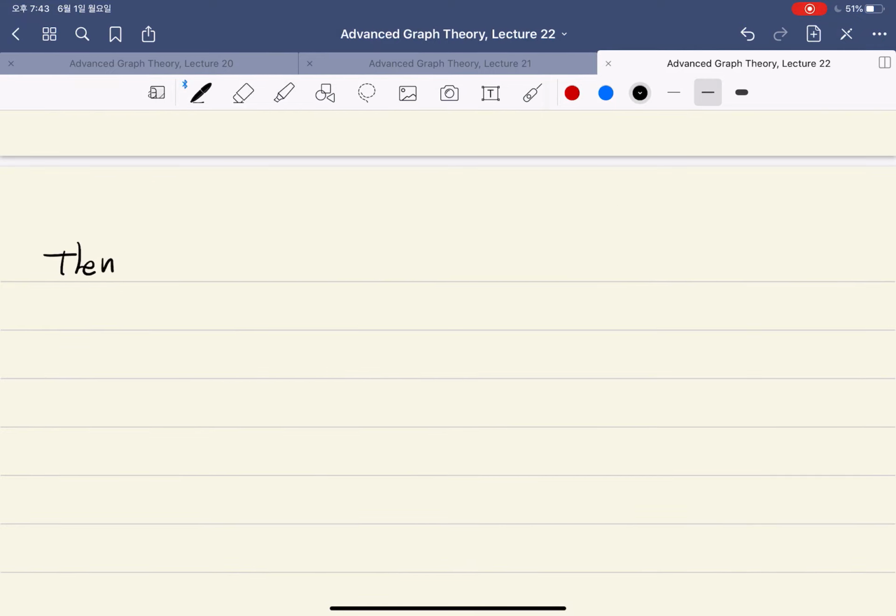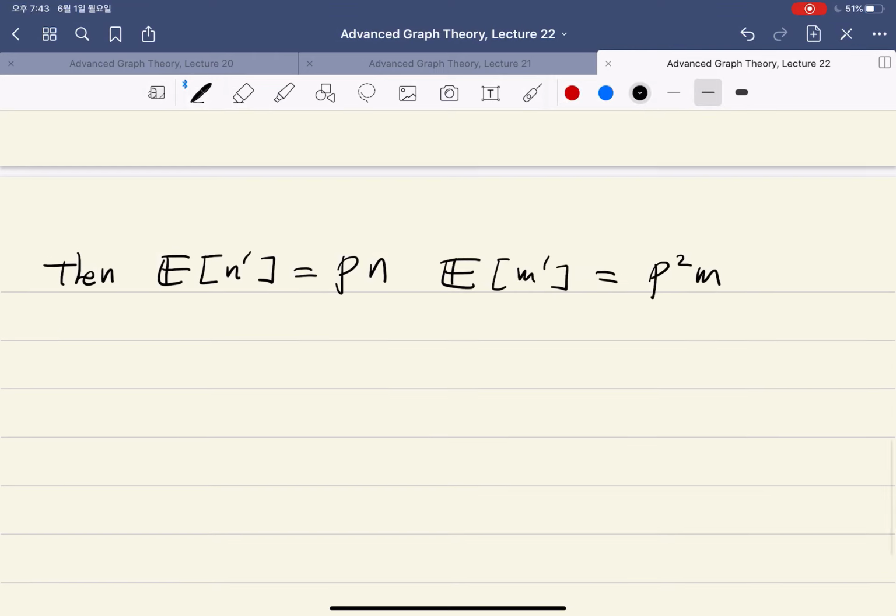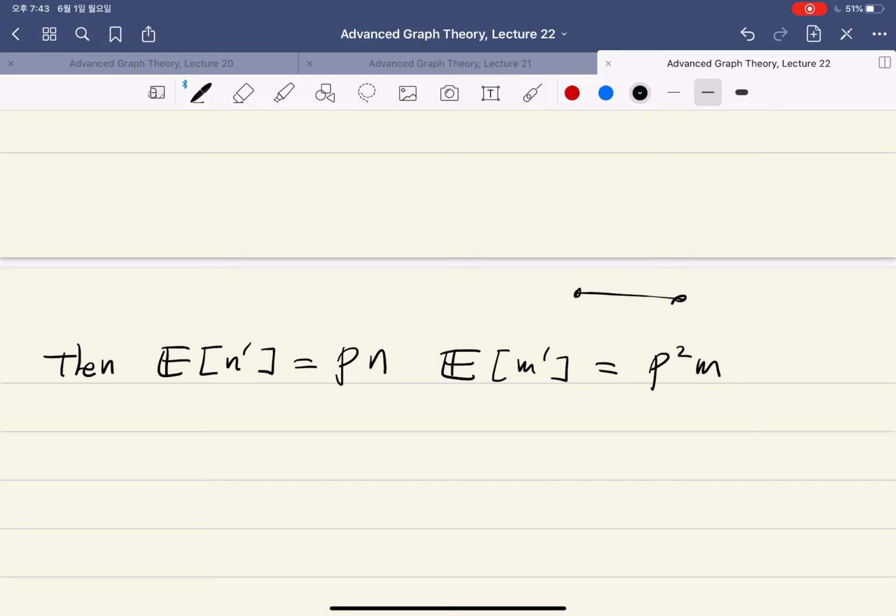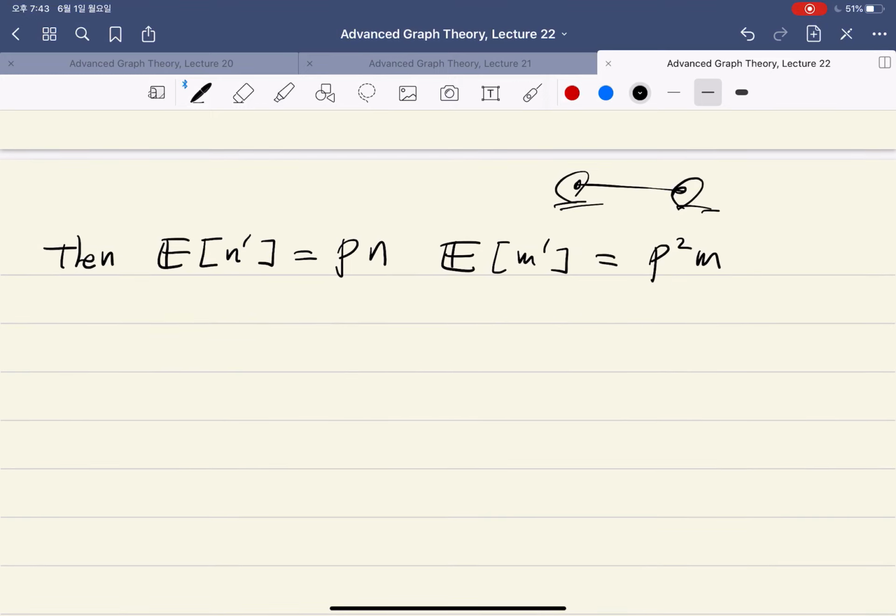Then what's the expected number of n prime? Which is pn, because every vertex remains with the probability p. And the expected number of edges in H is p square m, because for an edge, if one of the vertices is deleted, it's gone, so both of them have to be there. By the linearity of expectation, this is what we get.